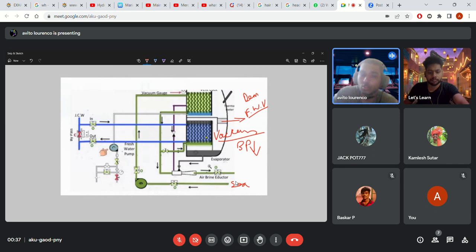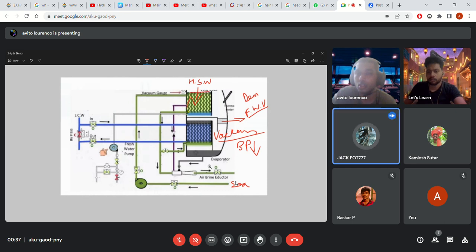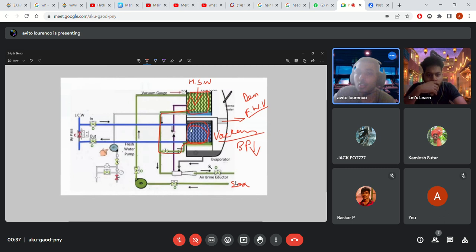So basically the seawater comes in over here and gets heated up. Here we have HSW, which means heated seawater, in this box. Then the heated seawater goes over here, and because there's a vacuum, which means a lower boiling point, and the roughly 80 degrees Celsius jacket cooling water is passing over here, it forms vapors which go into this demister as fresh water vapor.